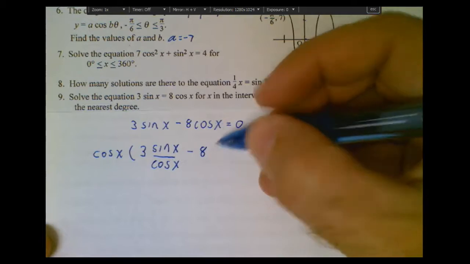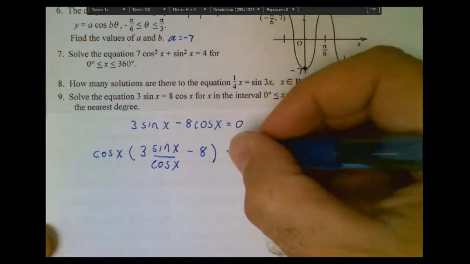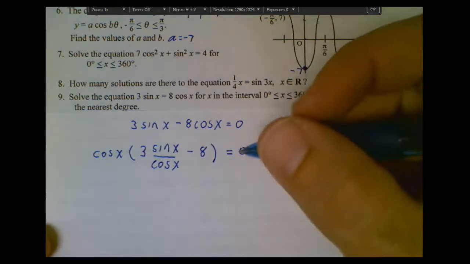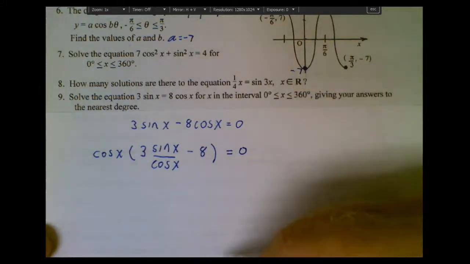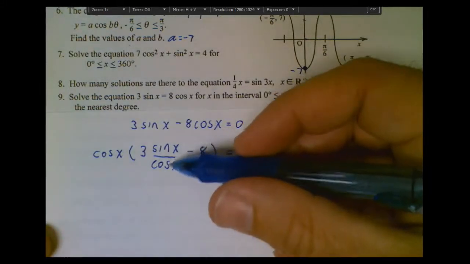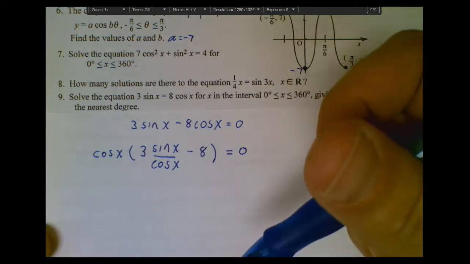And that makes him just a 1 right there. So I'm getting this look right here, but that's just a way of separating out the functions so that I can work with it a little more easily. Obviously sine over cosine is tangent, so I can make that conversion.